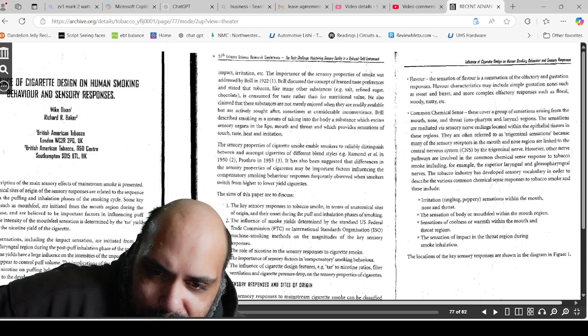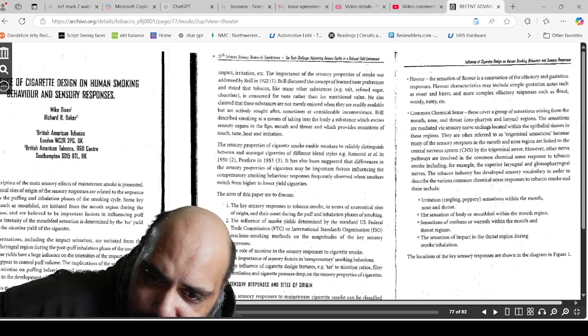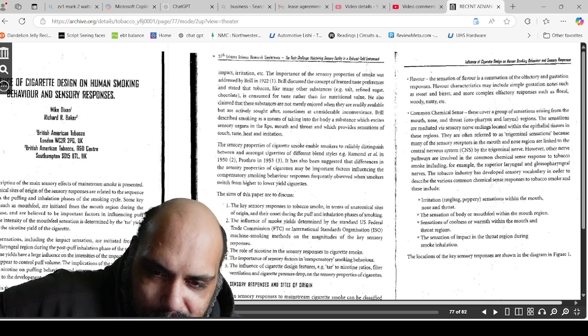Flavor. The sensation of flavor is a stimulation of the olfactory and gustatory responses. Flavor characteristics may include simple gustation notes such as sweet and bitter, and more complex olfactory responses such as floral, woody, nutty, etc.